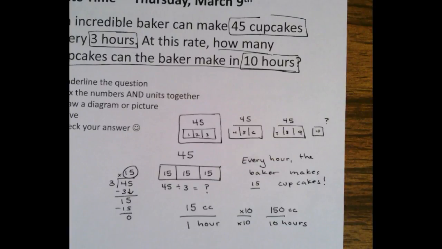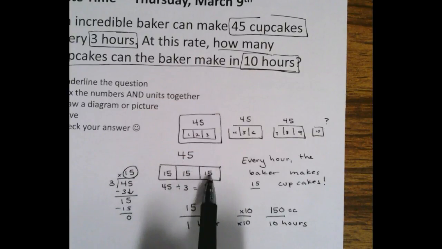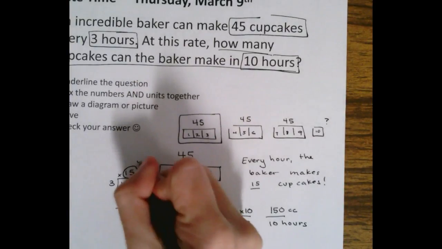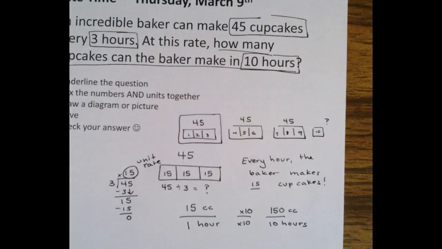Now let's see if this makes sense with our original diagram. This is a way of checking, showing our work in multiple ways. What we just did is we did 45 divided by 3, because we know that he makes 45 cupcakes every 3 hours, and we can divide that to find what's called the unit rate. So in 1 hour, we know that he makes 15 cupcakes. So if we have 15 cupcakes every 1 hour, we can do that times 10 to figure out 10 hours.